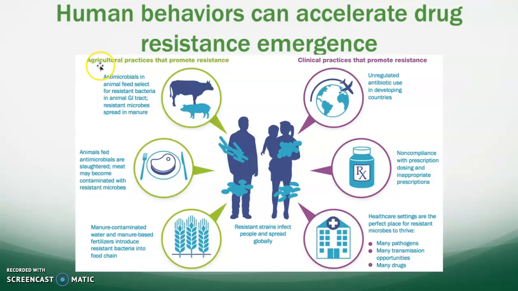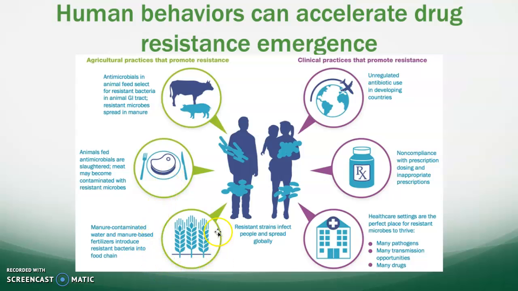On the other side, which maybe people don't think of so much, we have agricultural practices that have promoted this. And that's because antimicrobials are put in animal feed. And what happens is we get resistant bacteria in the gut of these animals. Then these resistant microbes can be spread through the waste of the animals. In addition, these animals that are fed antimicrobials, when they're slaughtered, the meat can be contaminated with those antibiotic-resistant microbes, which means if you get an infection from that, it will be hard to treat.